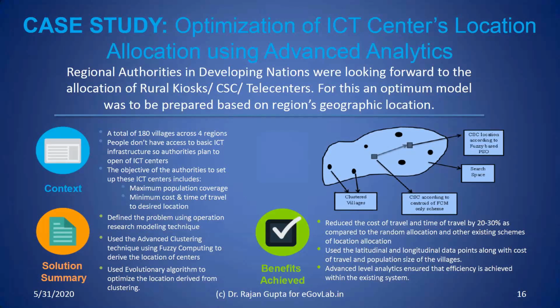So with respect to infrastructure management, we use various operations research techniques, various ML techniques, and various AI techniques to find the appropriate location of those centers, locating them in a cluster of towns or villages, and come up with an accurate position which gives us the maximum population coverage with minimum cost and travel time. With this, we use advanced clustering techniques and evolutionary algorithms under AI. So this was used by us.